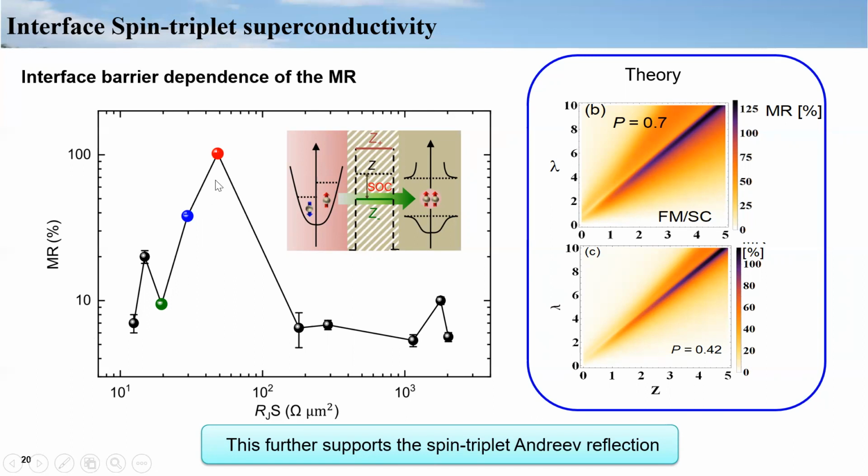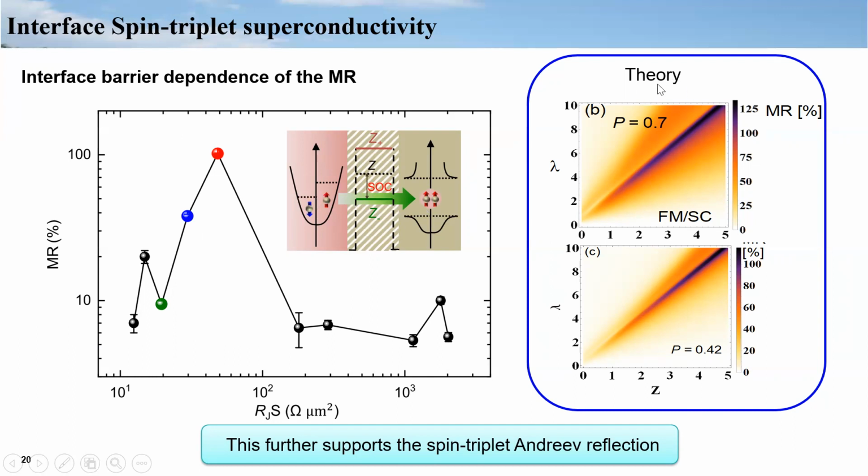Only in an intermediate region, the Fermi level matches this spin down chemical potential. Then there is a perfect path for the spin polarized electron here. Then there will be a maximum MR that can be observed.